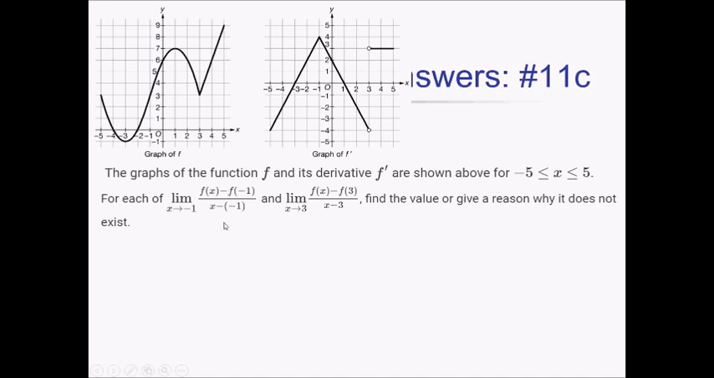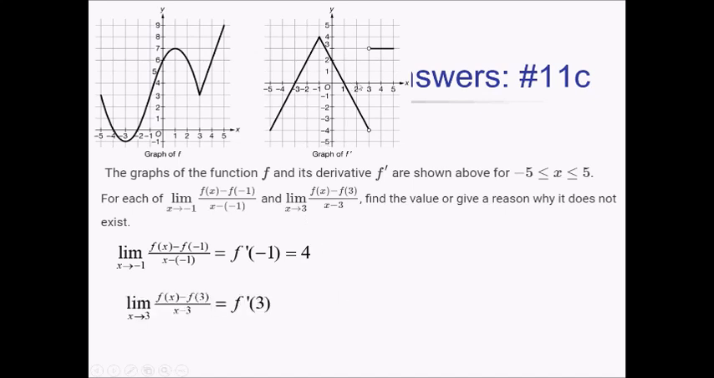So they're really saying, hey, what is f prime of negative 1? That's what this first limit is really getting at. Well, f prime of negative 1, we can look that up in the f prime graph. At negative 1, f prime has a value of 4. So that's pretty straightforward. This other one is asking about f prime of 3. What's f prime of 3?